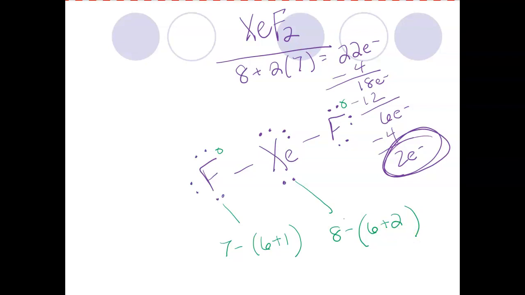So 8 valence electrons for xenon minus 6 dots and 2 lines.